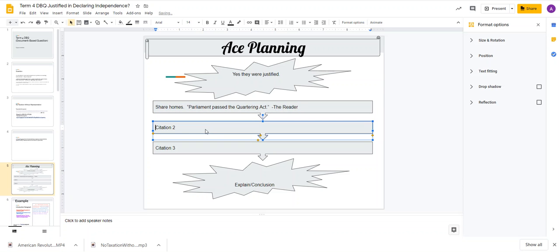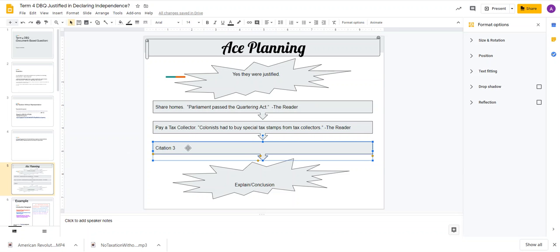Okay. Now, my next reason, or my second citation, is that they had to pay a tax collector. And my quotation, or my citation, is that colonists had to buy special tax stamps from tax collectors. That was from the reader. Now maybe that was from my second document, or maybe it was from the same document. Now I have to provide my third reason.